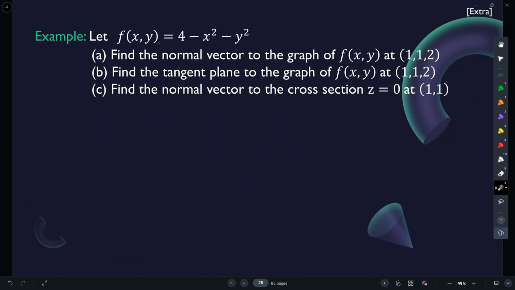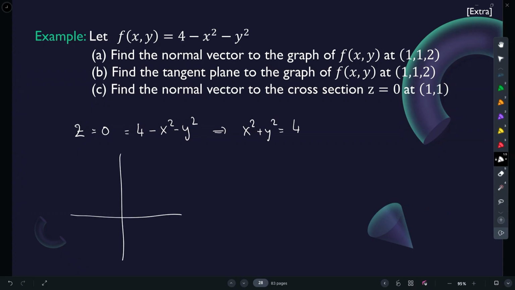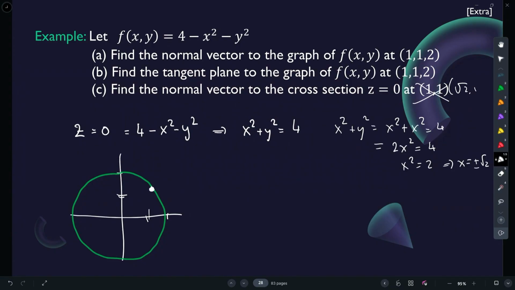And then let me see if I do have extra space here. So find the normal vector to the cross section z equals 0. First of all, what is the cross section? When z is 0, the cross section is x squared plus y squared equals 4. So the cross section is a circle of radius 2. Okay? And then I have one point, say (√2, √2).